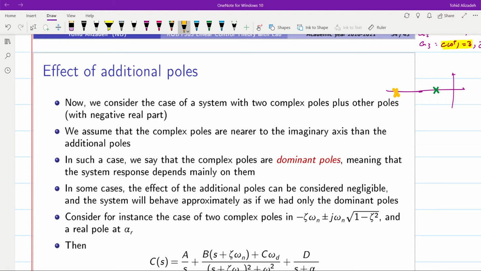But instead we are going to take into account a second order system where we have two complex poles, and then we will see what happens when we add an additional pole to this system. So this is indeed what we are going to do. We have originally a second order system with two complex poles over here, and then we want to see what happens to the response of the system if we add a pole, let's say, somewhere, yeah? And since we are going to add a single pole, it will be a real pole, obviously.